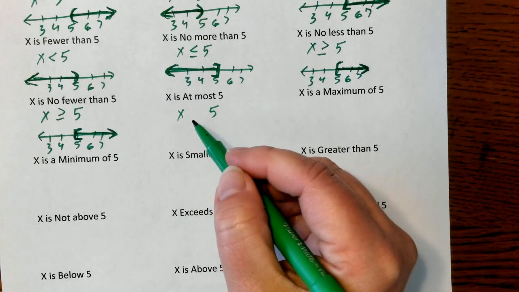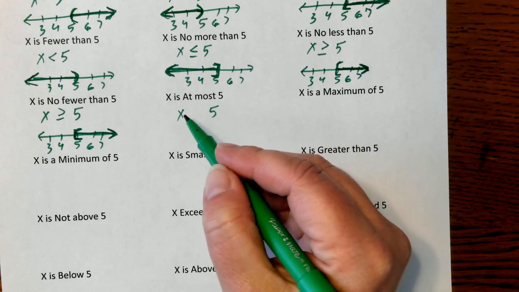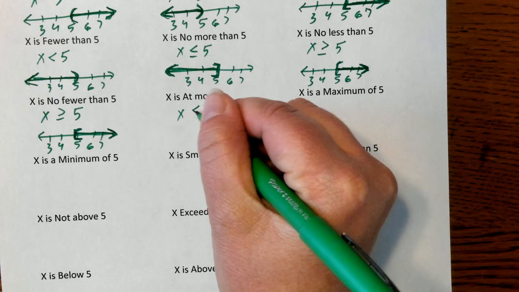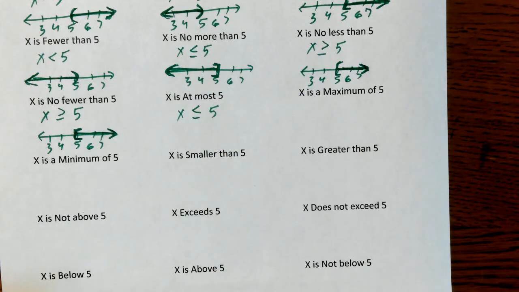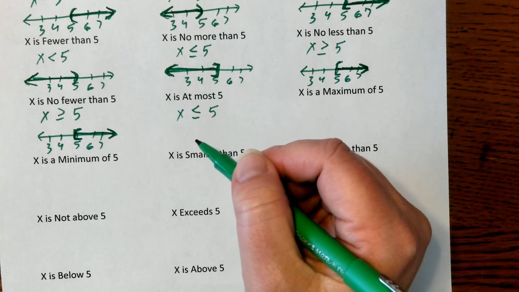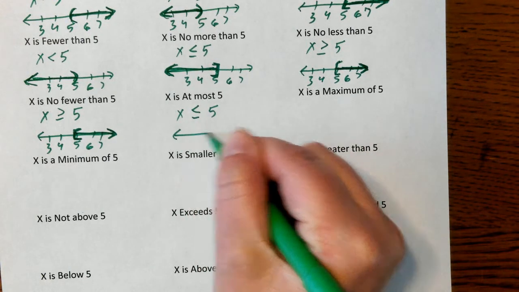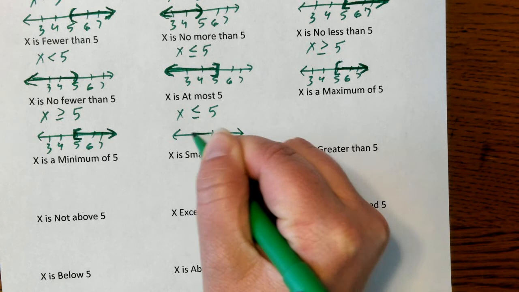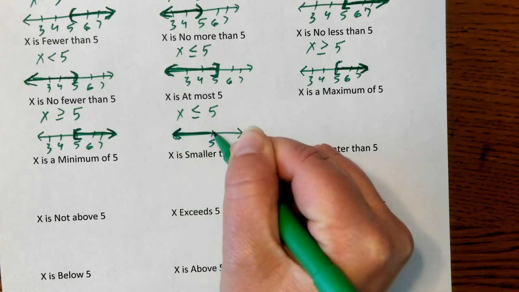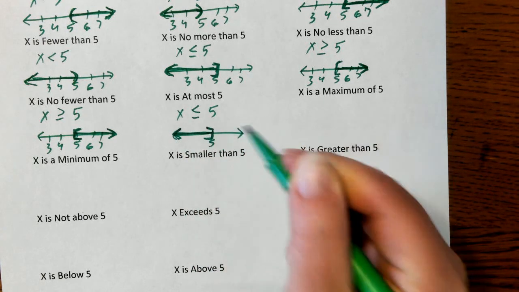Next one, x is at most 5. That means 5 is the most it could be. We could have less than 5. We could have exactly 5. We just can't have more than 5. 5 is the most that it could be. So on our number line, we're shading to the left, and we're going to put a squared off bracket because 5 is the most.